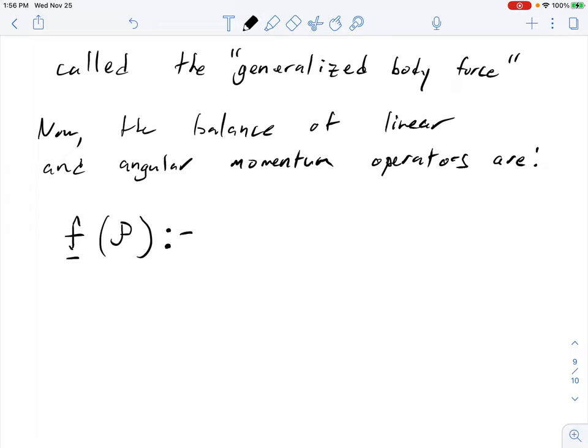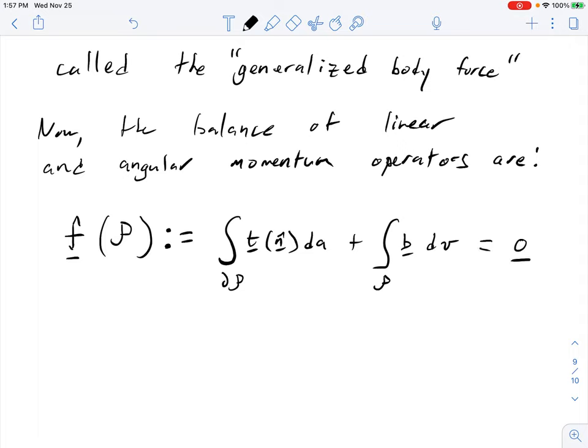So this linear momentum operator is defined as the integral over the boundary of the surface traction plus the integral over the body of the generalized body force, which includes the inertia, dv. And balance of linear momentum implies that this has to equal vector zero for any spatial region P convecting with the body.